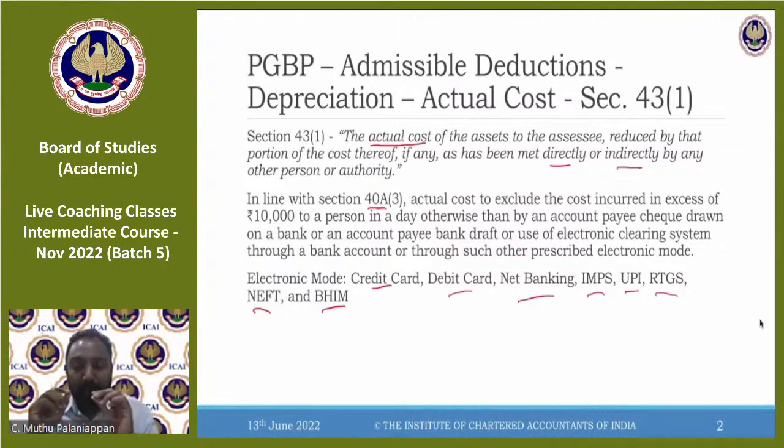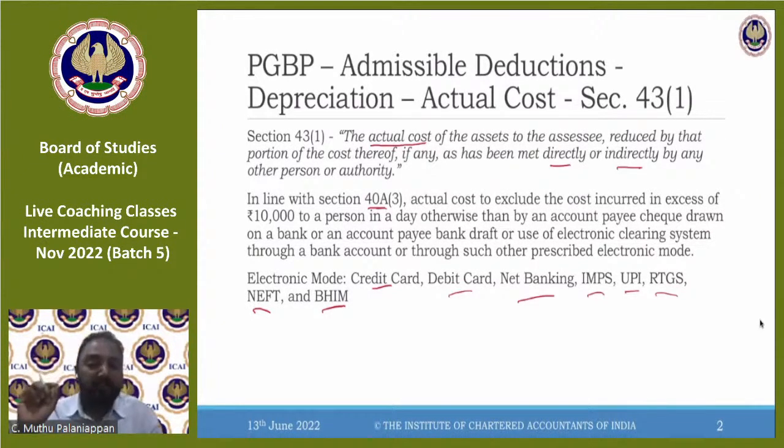So if the payment is made by one of these methods listed here, then it is an eligible cost. If it is being paid in cash or not through some of these prescribed methods, then that cost is not eligible. So to the extent that it is being paid by cash, you don't consider it as a cost of the asset. So you're losing the benefit of claiming depreciation on that particular portion. So that's what it is about.